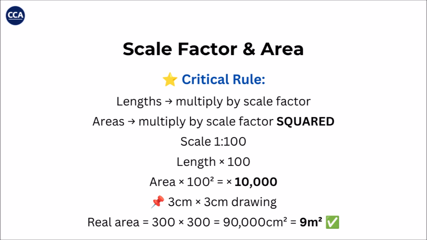Real dimensions. 3 multiplied by 100 equals 300 centimeters, or 3 meters each side. Drawing area. 3 times 3 equals 9 square centimeters. Real area. 300 times 300 equals 90,000 square centimeters, or 9 square meters. The scale factor is 100. The area scaled by 100 squared, which is 10,000. 9 square centimeters multiplied by 10,000 equals 90,000 square centimeters.